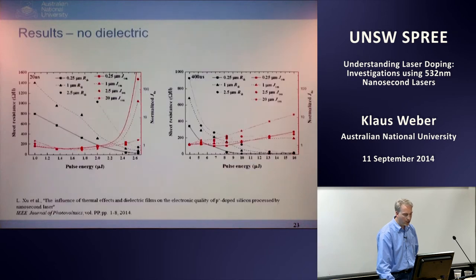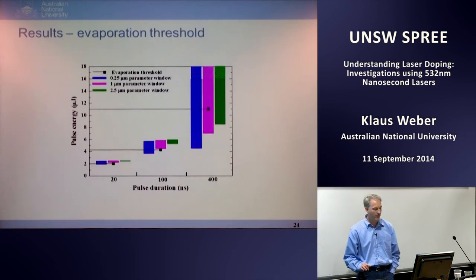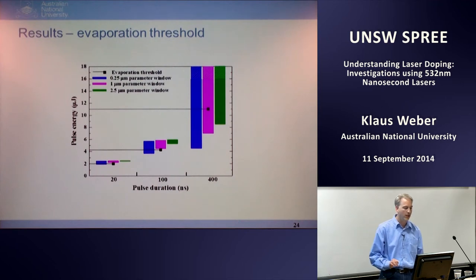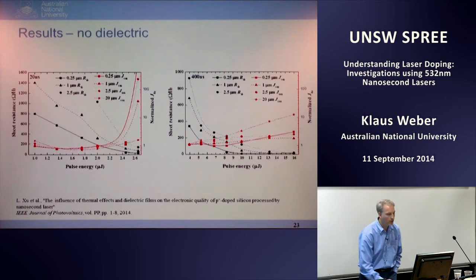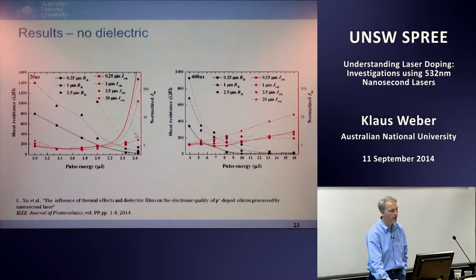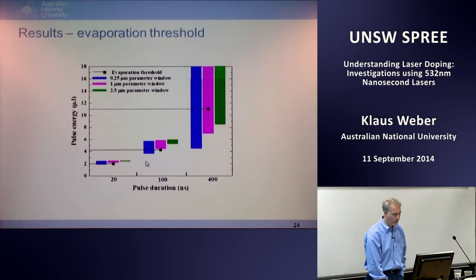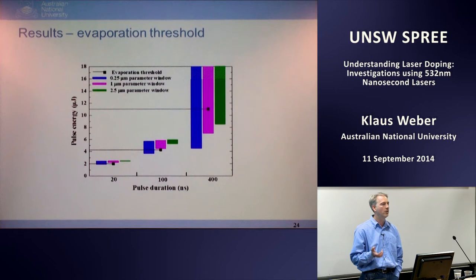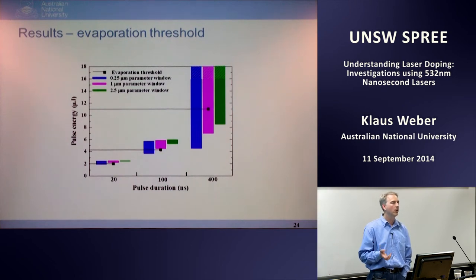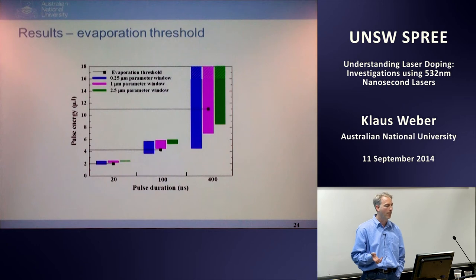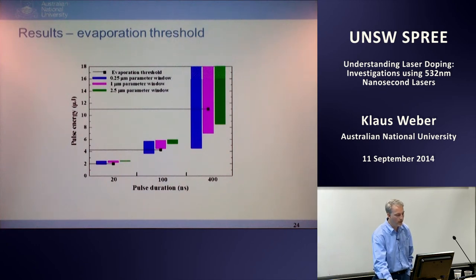Okay, so we can actually relate this, and I think I'm running out of time, so I'm going to have to skip a few things. If we look at this area where the J naught suddenly increases, we can ask why that happens. If we do some modeling and try to figure out where the evaporation threshold is, the point at which we start to actually lose a significant amount of silicon due to evaporation, we can get this kind of graph. So we've got pulse duration on the horizontal axis and pulse energy on the vertical axis.